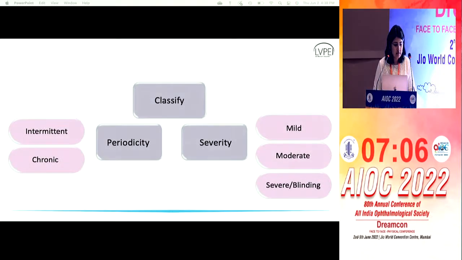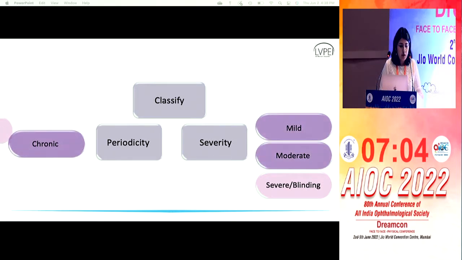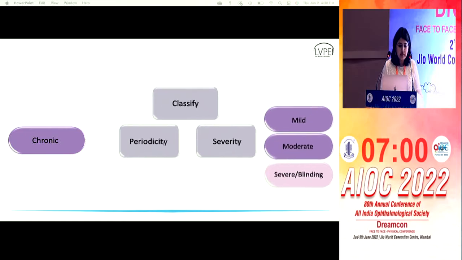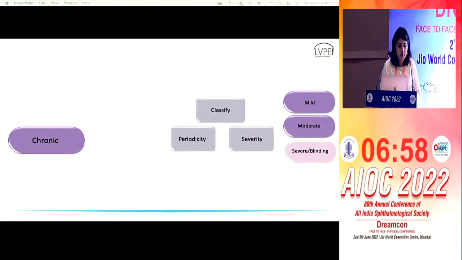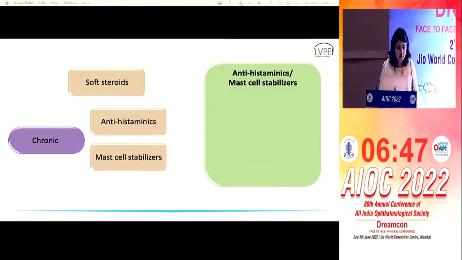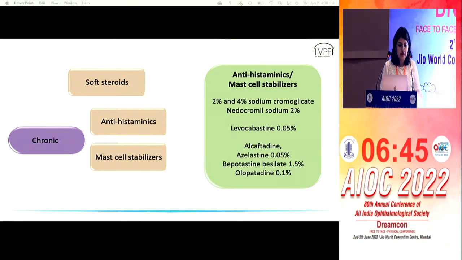So let us see now how to manage these cases. When the patient has a chronic disease with mild or moderate severity, in the acute phase, the usual armamentarium of drugs is used. The patient is started on a course of soft steroids with either loteprednol or fluorometholone. In addition to this, antihistaminics and mast cell stabilizers are also used. These are the commonly used medications.